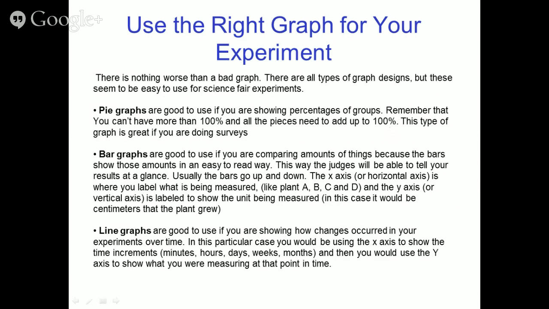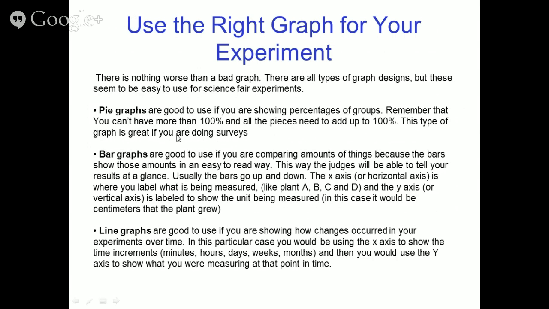All right. It says use the right graph for your experiment, and this is tricky. Again, if you need help, please let me know. There's nothing worse than a bad graph. There are all types of graph designs, but these seem to be easy to use for science fair experiments. Pie graphs are good to use if you are showing percentages of groups. Remember that you can't have more than 100%. I misread that, I apologize. And all the pieces need to add up to 100%.